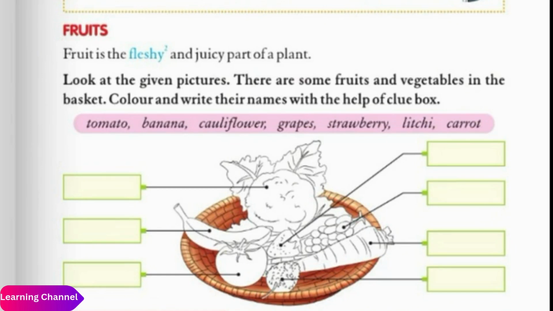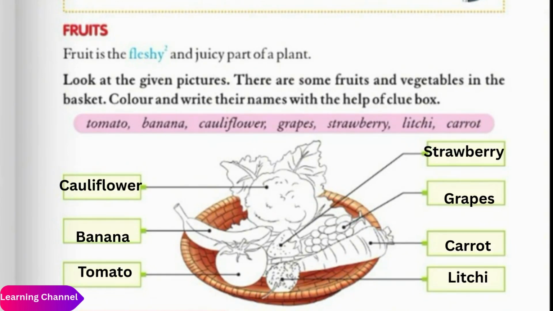The first one is strawberry. The second one is grapes. The third one is carrot. The fourth one is lychee. The fifth one is cauliflower. The sixth one is banana. The seventh one is tomato.